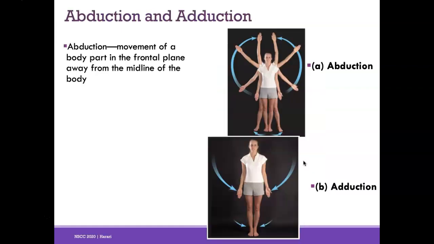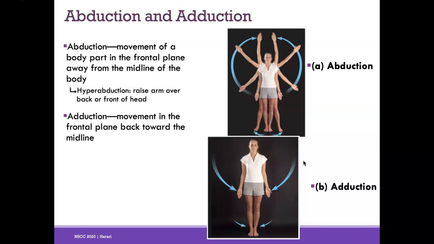We also now have abduction and adduction. Abduction is movement of a body part in the frontal plane away from the midline of the body. So when you abduct, like child abduction, is taking away, that's how you can remember the movement of a body part away from the midline of the body. So you can abduct your arms right now. You move your arms away from the midline of your body. Hyperabduction would be to raise your arm over your back or over the front of your head.